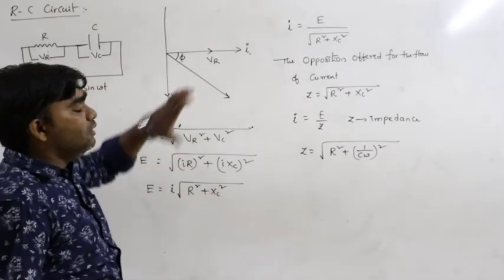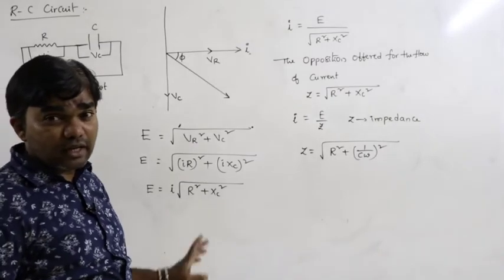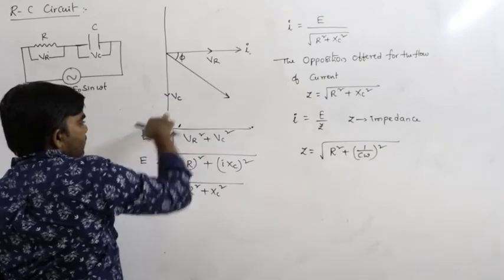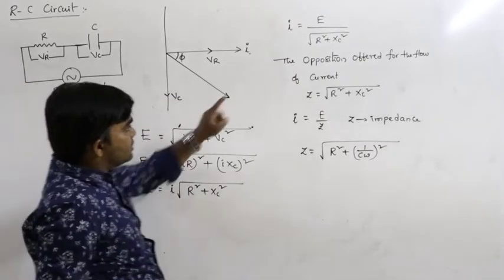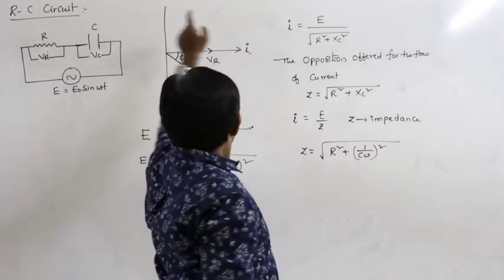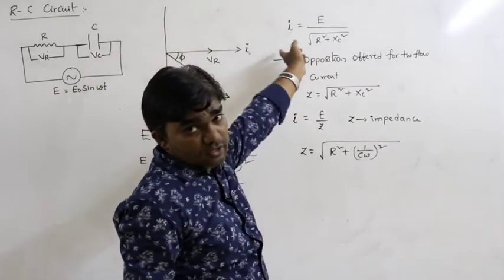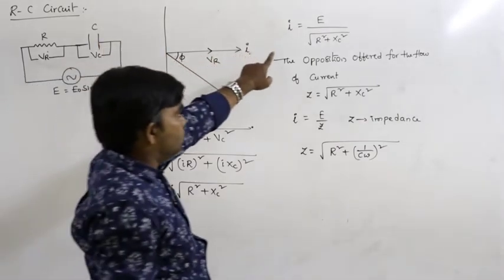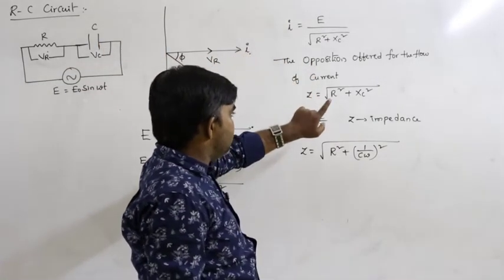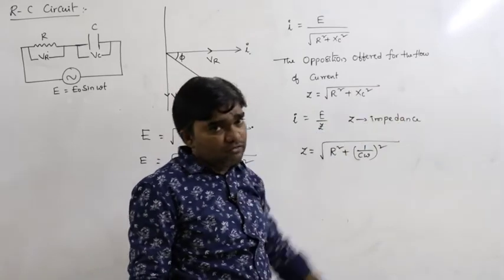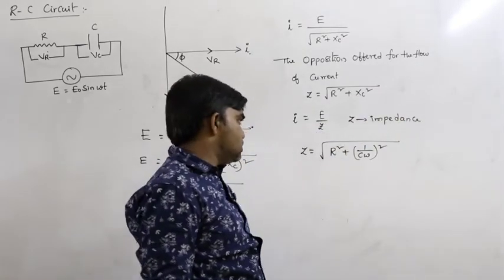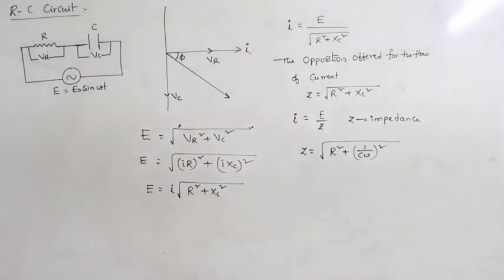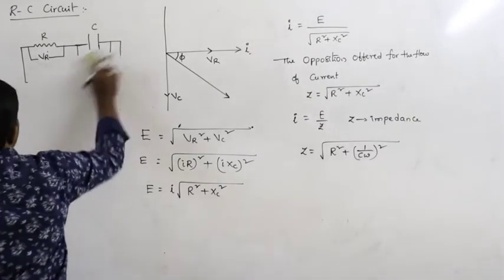We must draw the phasor diagram. Without the phasor diagram, we can't do anything. So this is the phasor diagram. Net EMF we calculated. What is the total current that passes through the circuit? Current remains the same because these two are in series, that is why the same amount of current passes. So what is the impedance of the circuit? Z is equal to square root of R square plus XC square. Now, what do we still have to calculate in this?